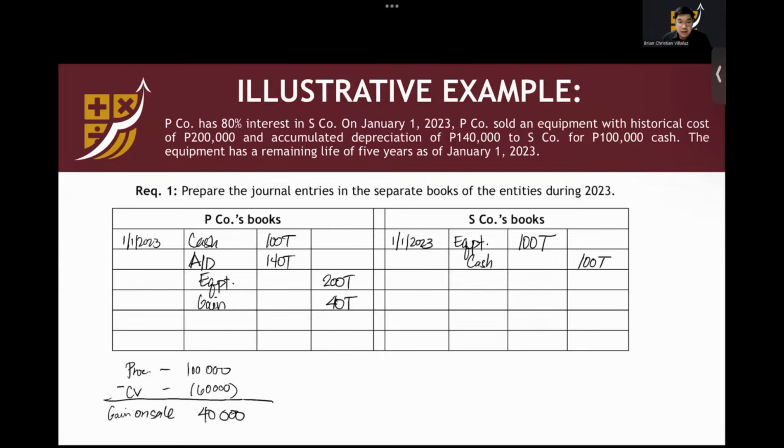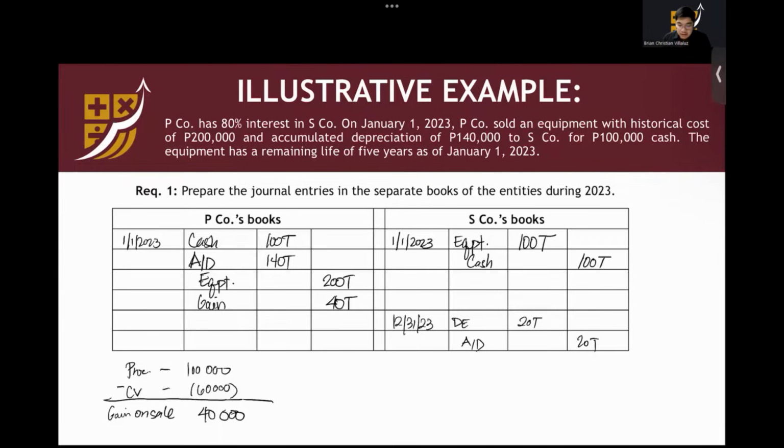Okay? Now, since S company has equipment in its books, fast forward to December 31, it will also report depreciation expense. Right? So, we debit depreciation expense. How much will the depreciation be in the books of S company? That would be 100,000 divided by the remaining life of 5 years. So, this is how much? 20,000. Credit accumulated depreciation, 20,000.